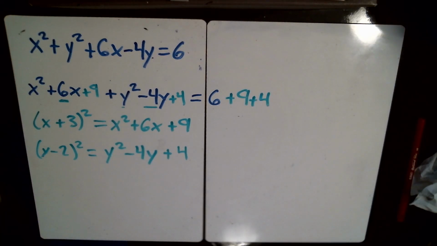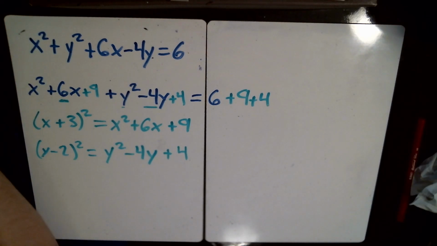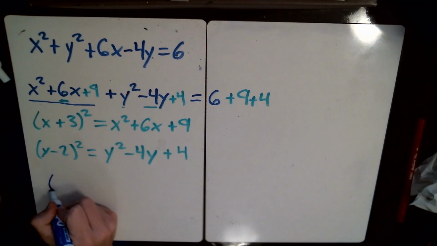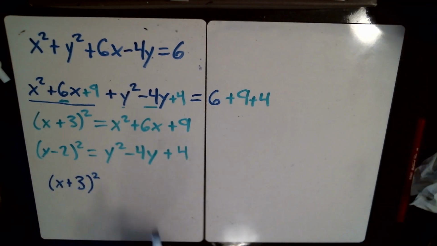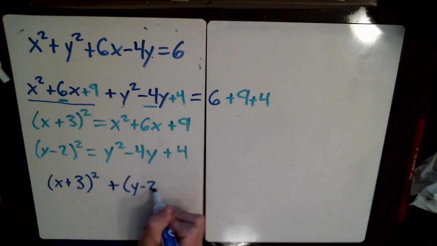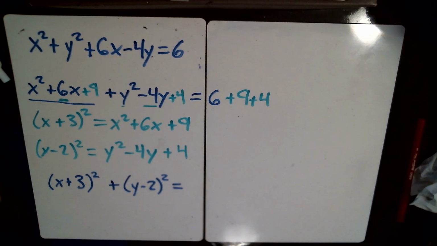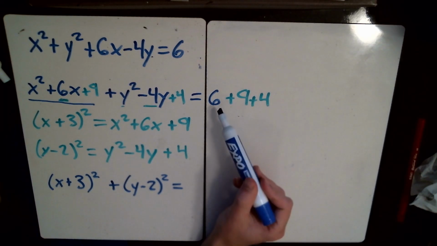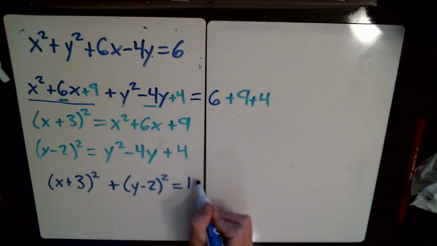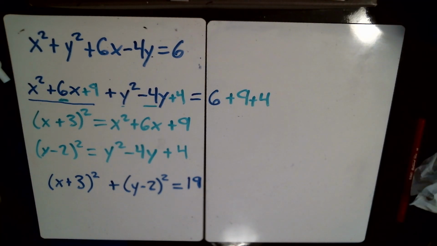Okay? And why I've done that is so that I will have it in my nice form. This part of the equation right there is going to turn into x plus 3 squared. And then the y part is going to be y minus 2 squared. And this is equal to, well, let's see. We've got 6 plus 4 is 10, plus 9 is 19. So it's 19 on the other side. So this is my good form for graphing my circle, this form right here.